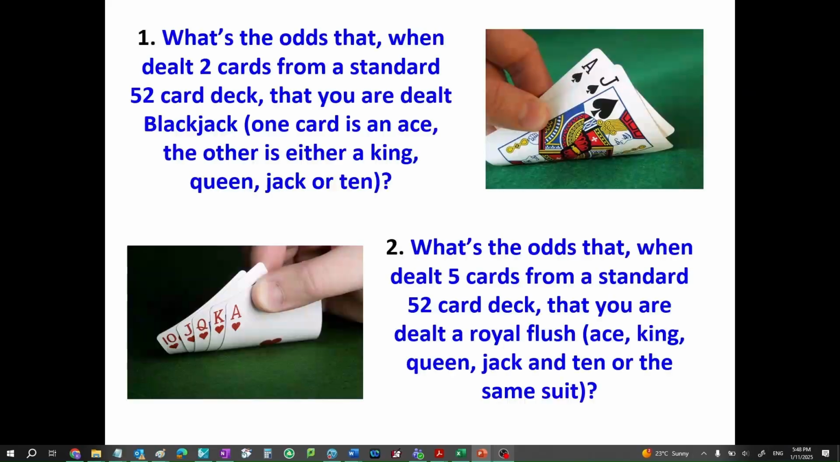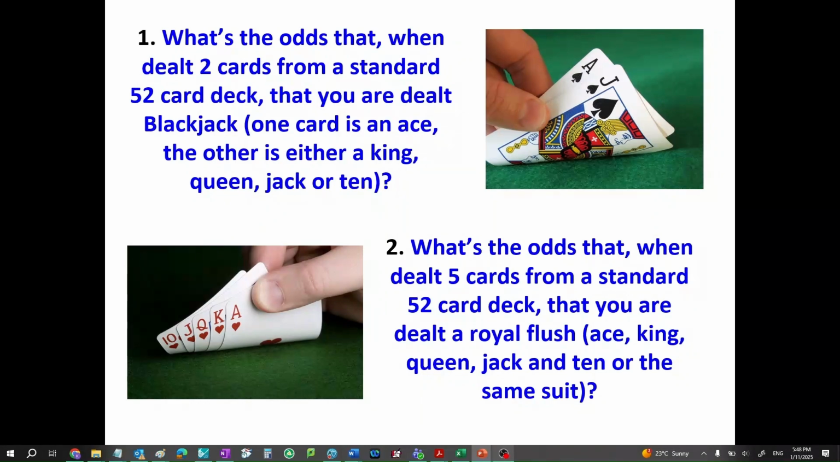Okay, hey there, we're going to talk about exercise 6C and 6D. A couple of questions to think about. First one says, what's the odds when we get two cards dealt to us from a standard 52 card deck that we're dealt blackjack, which means that one card is an ace. It could be any of the four aces, spades, hearts, clubs, diamonds. And the other one is a king or a queen or a jack or a 10, and can be any of those four suits. So what's those odds?